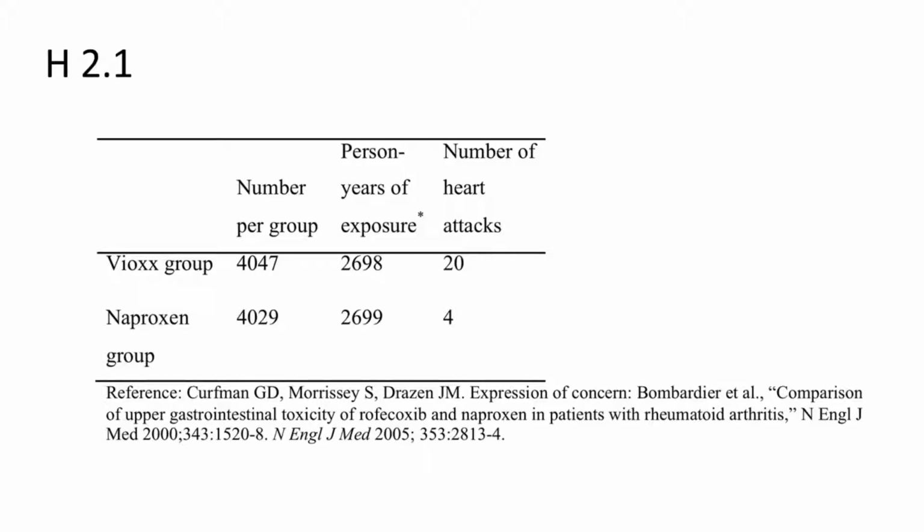So in this first question of homework 2, we're presented with a table. Before we tackle any of the questions, let's briefly look at this table. So we're presented with two different groups, the Vioxx group and the naproxen group. We're given the number in each group, the person years of exposure, and the number of heart attacks in each group.